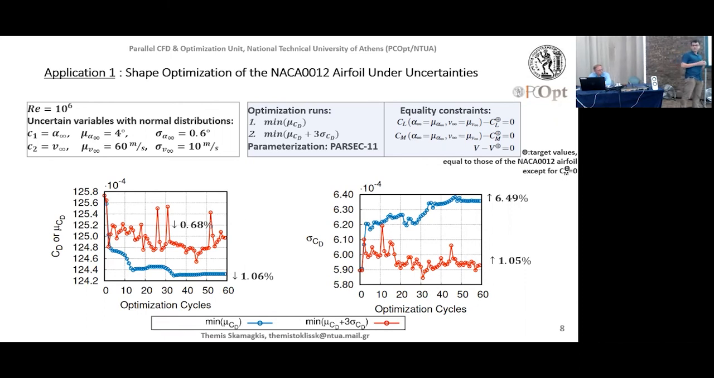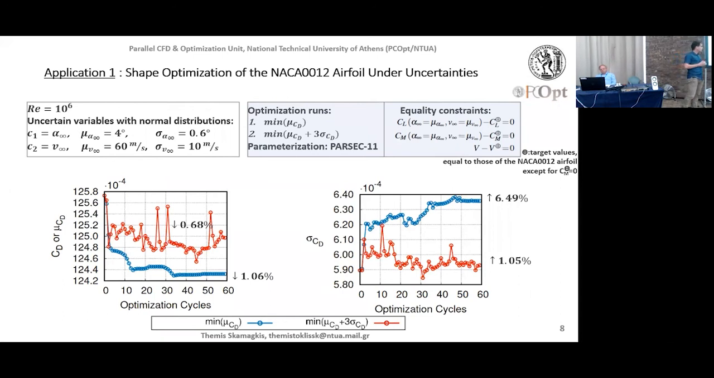The trailing edge was kept fixed, so we're dealing with 10 design variables only. And 3 equality constraints were imposed for the lift and the pitching moment coefficient and the cross-sectional area of the airfoil to remain equal to their initial values, with the exception of the pitching moment coefficient, for which the target value was set equal to 0. So for the lift coefficient and the pitching moment coefficient, 2 adjoint solvers need to be employed, additionally, on top of the one for the CD.